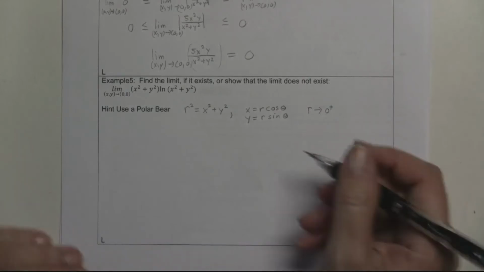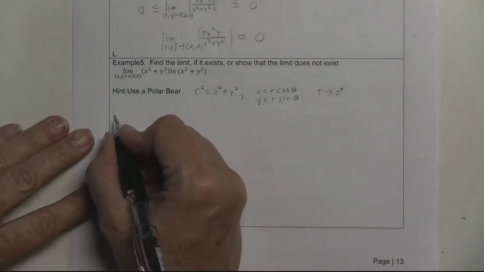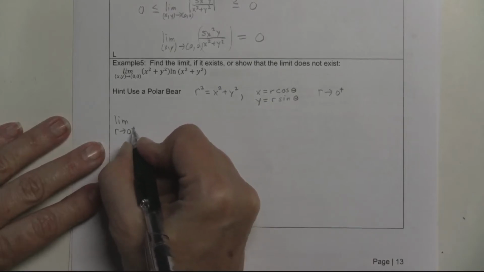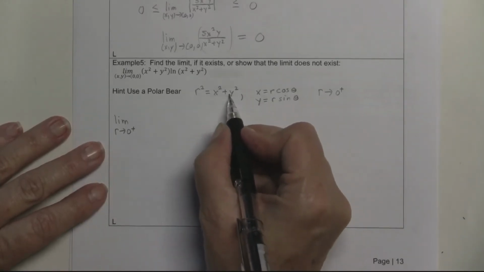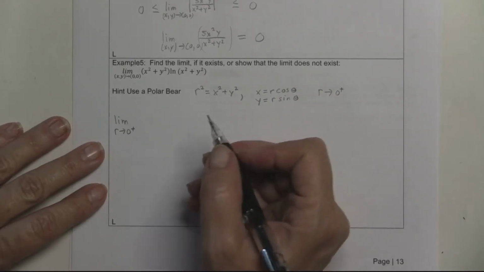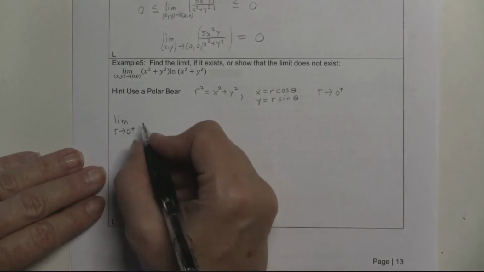And so, okay, we're going to check this out. When we convert this to polar, we're going to have the limit as r goes to positive 0, because this is positive and that is positive. They're both nearing 0, so this is nearing positive 0, a little bit bigger than 0, right?